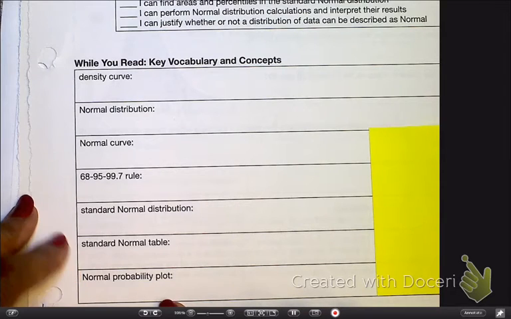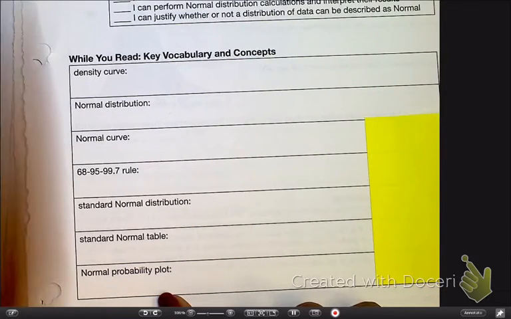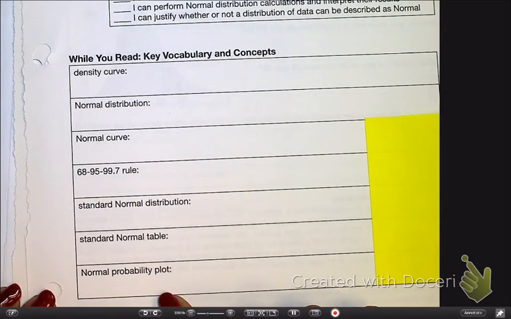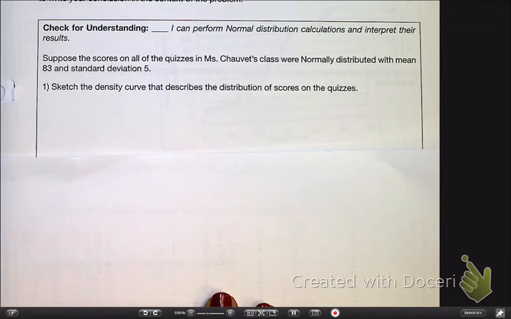Normal probability plot, remember, that's when you look at that plot, and if it's linear, then you know that the data is approximately normal. So let me just jump into some examples and some other things. Now go ahead and read this question, and we're going to do it together.